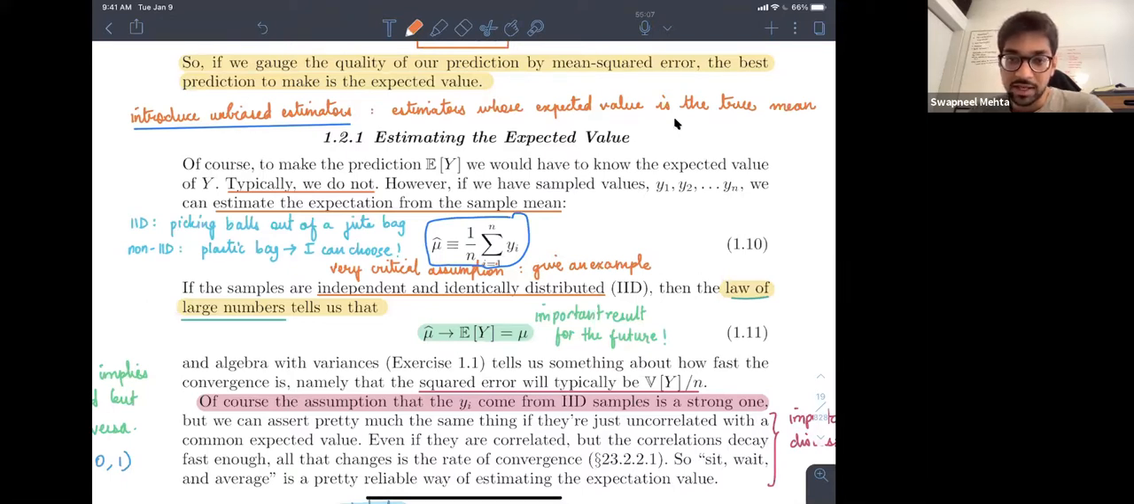Well, we estimate the expectation using these samples by saying I take the average of this as the value of the random variable. And that leads you to this blue square, where you say that my estimate for this expected value is the sample mean.